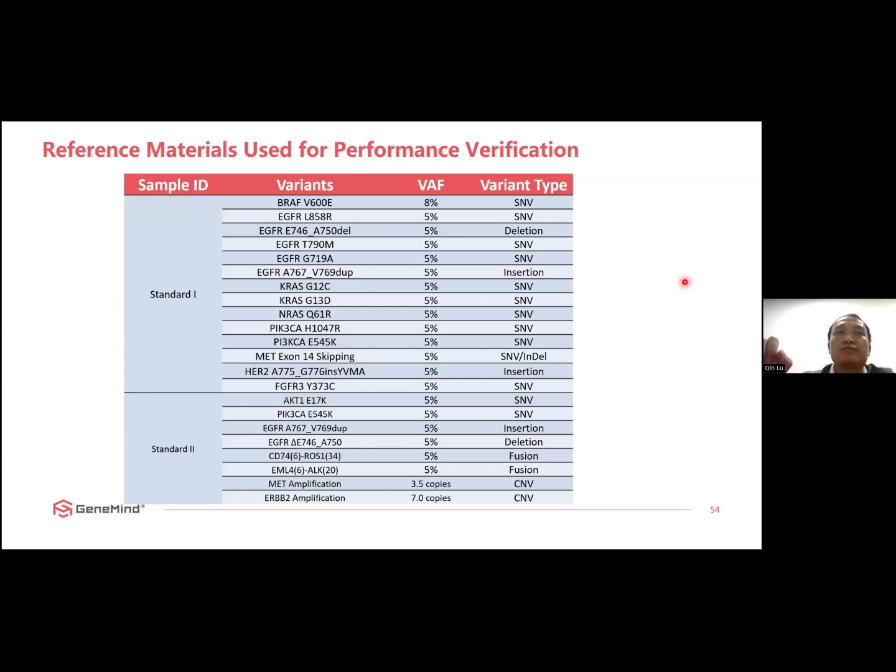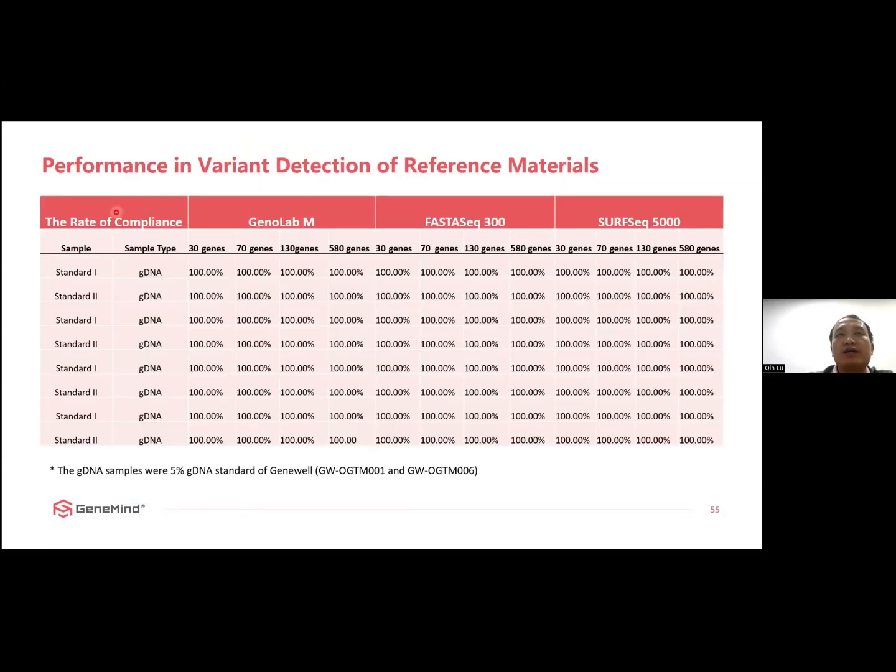So let's see some performance. First, we use some reference materials for the performance verification, and we use standard substance 1 and standard substance 2 of these variants. These are some variants often detected in solid tumors, and we have a broad range of frequencies. We have validated the detection on different platforms: GeneLab M, FastSeq 300 and SubSeq 5000. We can see that all these mutations could be detected.